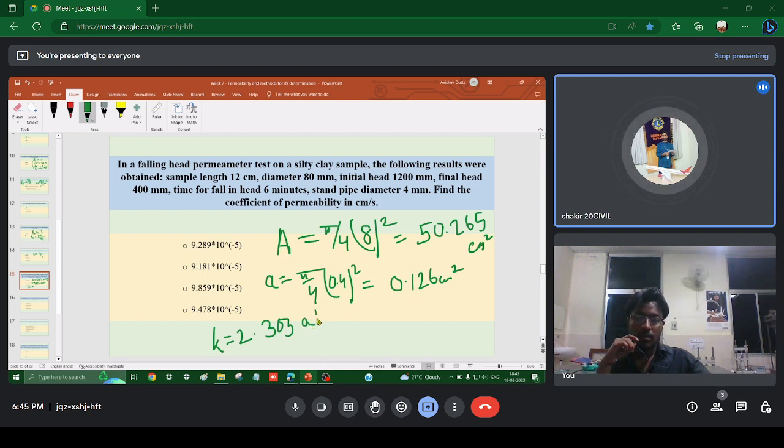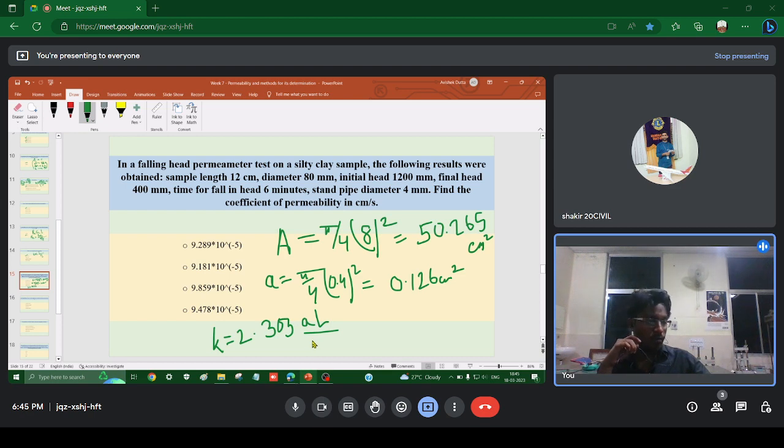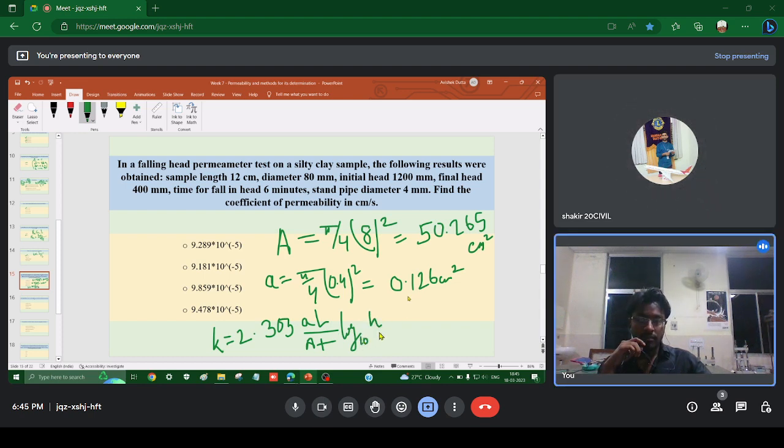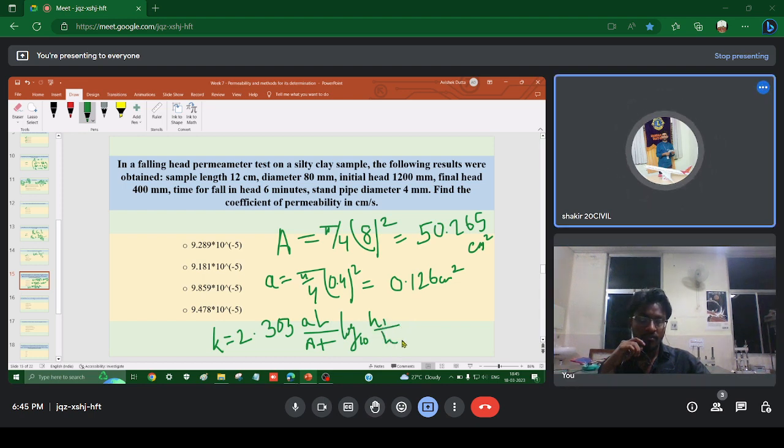Pi by 4 d squared. Yes, okay. You did it all at once. What is the answer you have got? But sir, I am getting different answers as compared to the other four. Which answer? What is the value you're getting? I got 5 point something. No, no.